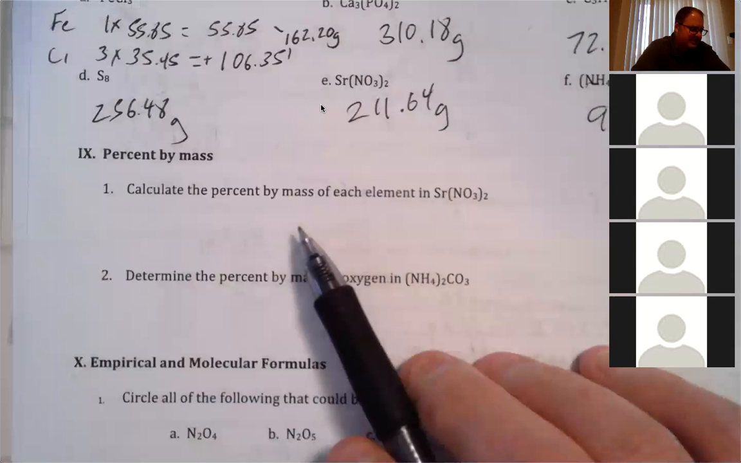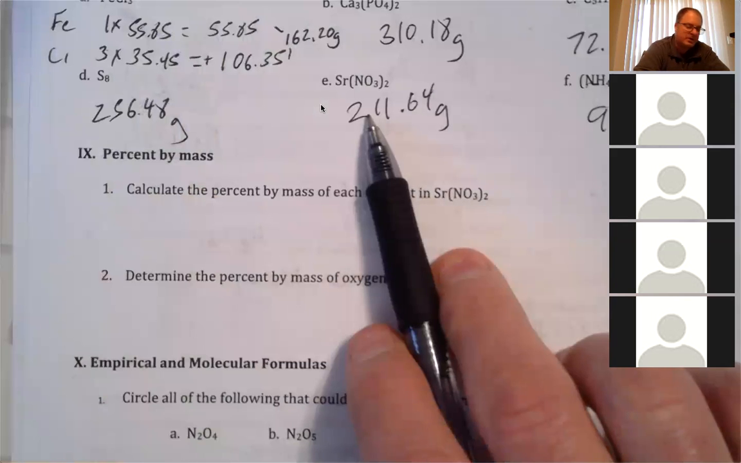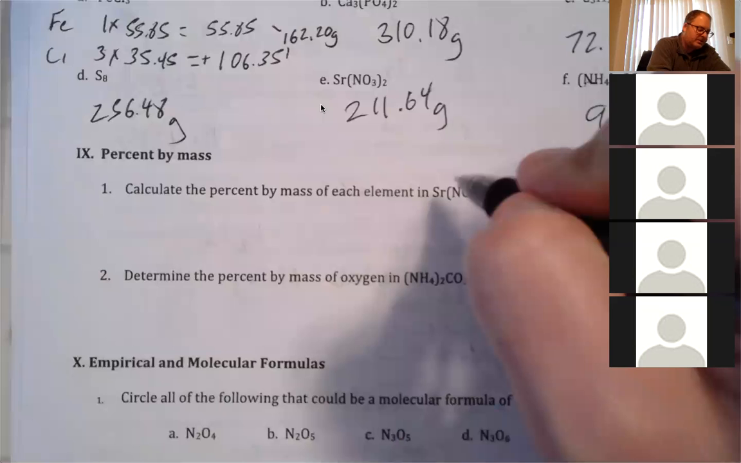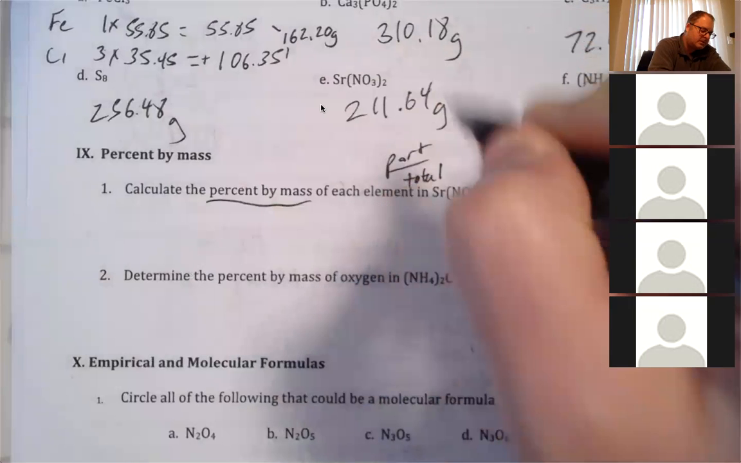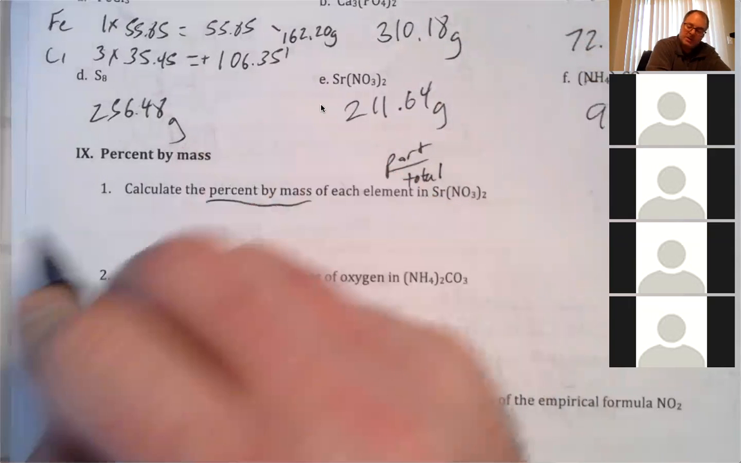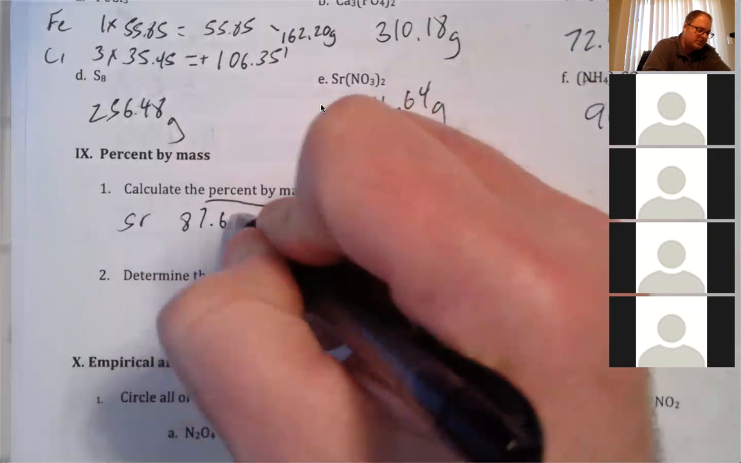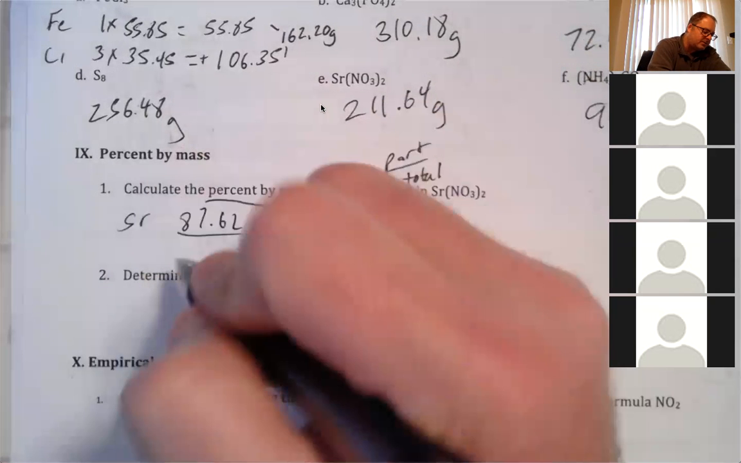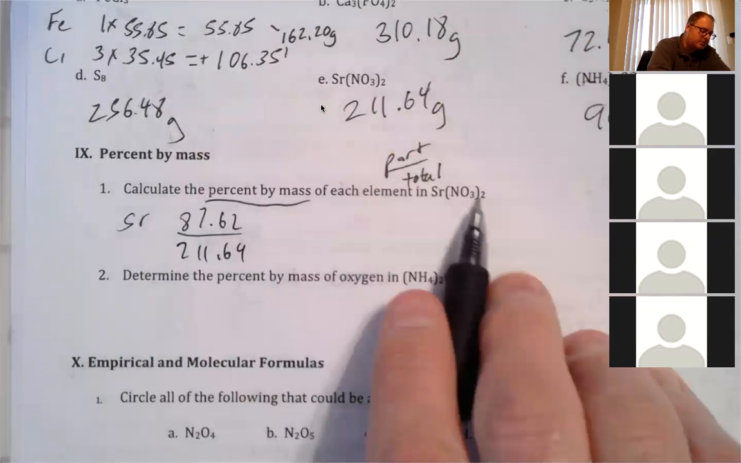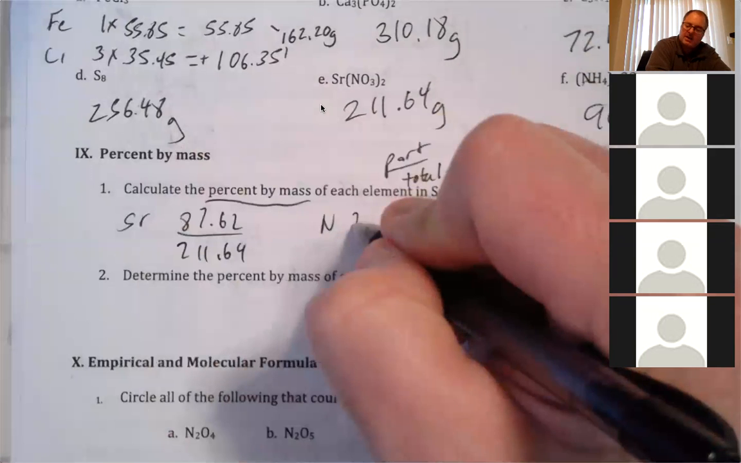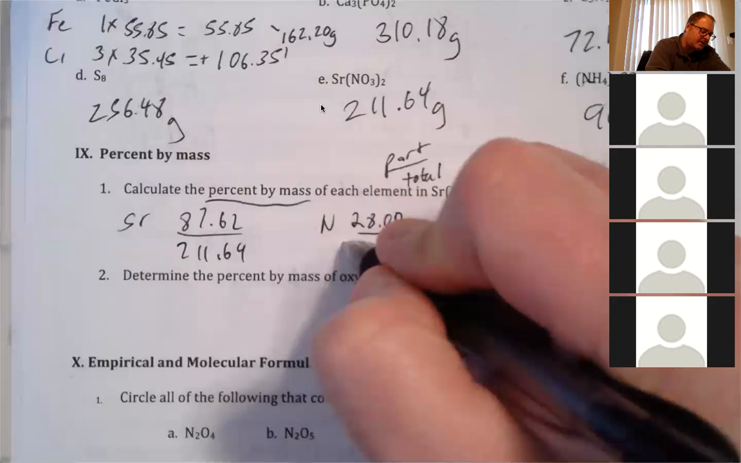Calculate the percent by mass of each element in strontium nitrate. Here is the mass of strontium nitrate total. When we do percent by mass, we take the part divided by the total. So for strontium, I'm going to take the part of strontium, 87.62. There's only one of them. And I'm going to divide it by the total, 211.64. For the nitrogen, there are 2. So I need to take 2 times 14.01, which is 28.02. And I need to divide that by the total.